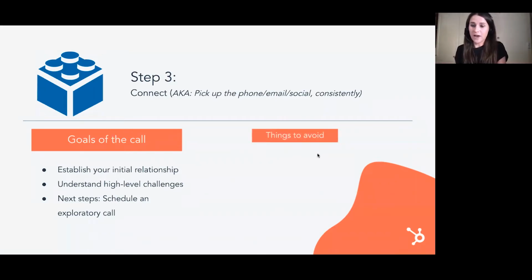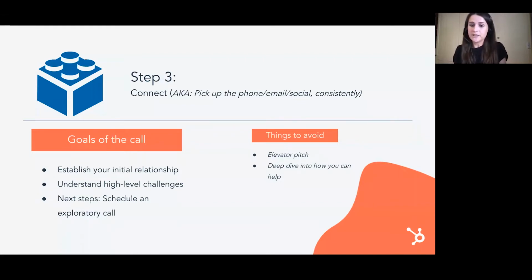Things to avoid on that initial connect call. So, an elevator pitch. I'll go into this in a few minutes on the sales story, but you don't want to be immediately making it about you on that initial outreach call, saying, "Hey, I'm this company and this is exactly what we do," and making it really salesy.